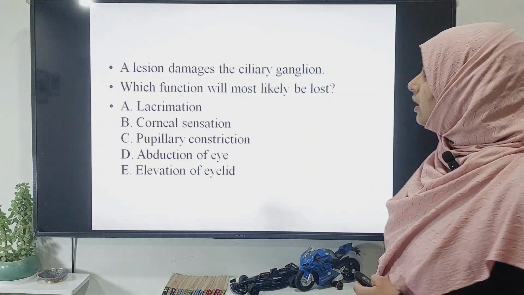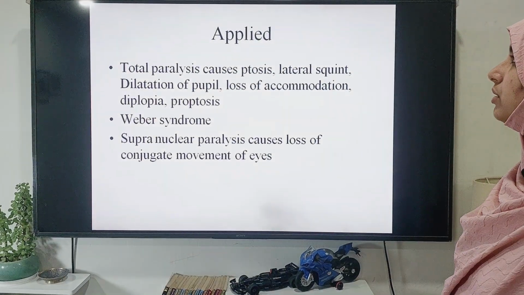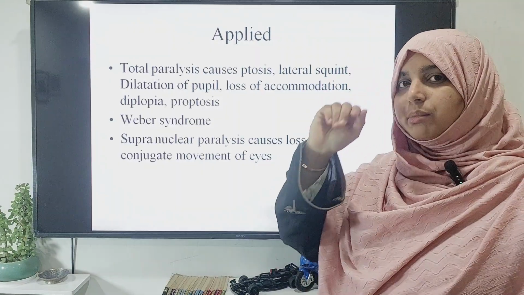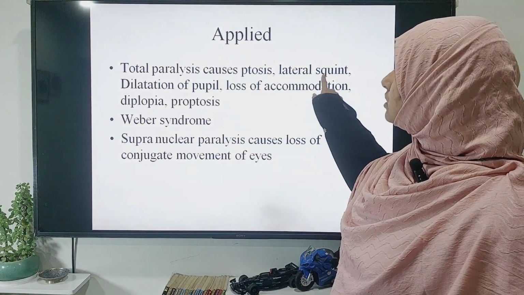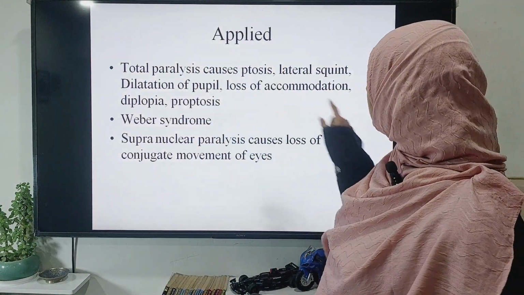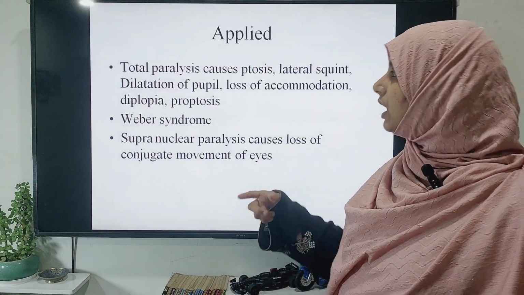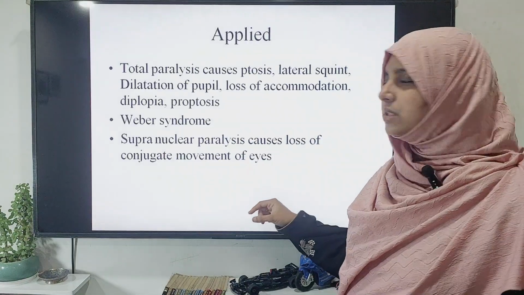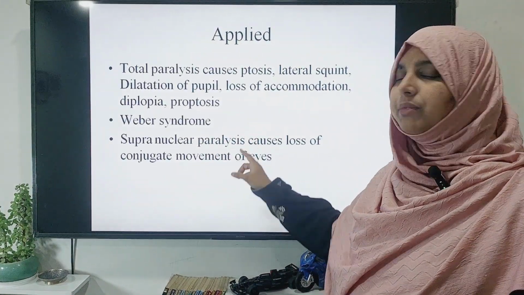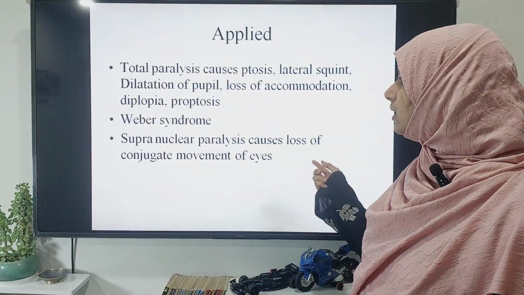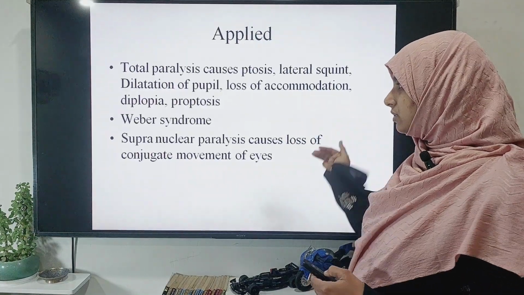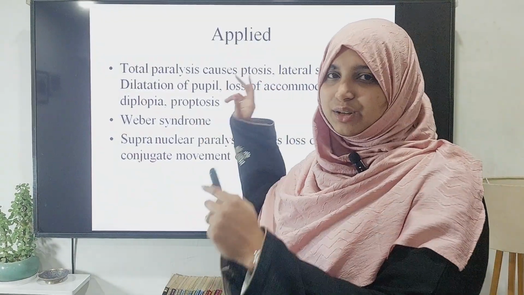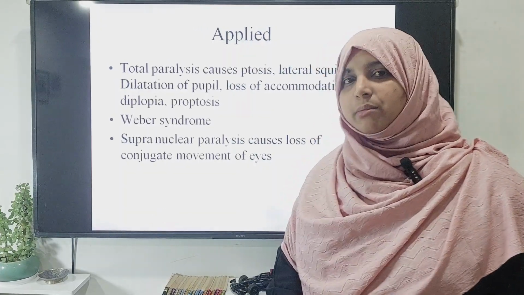Next, total paralysis causes ptosis. Ptosis means drooping of the upper eyelids, and lateral squint, dilatation of the pupil, loss of accommodation, diplopia, and proptosis. So all these symptoms might be there. It is associated with Weber syndrome, which we'll study in neuroanatomy, and there can be supranuclear paralysis causing loss of conjugate movements. I think let's skip this neuroanatomy part for now. We'll come back to that later.